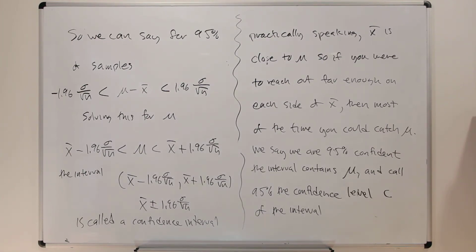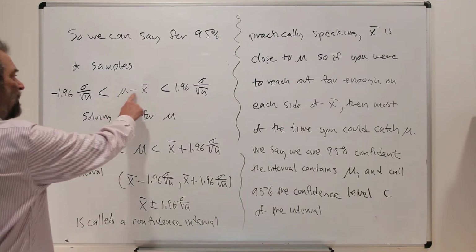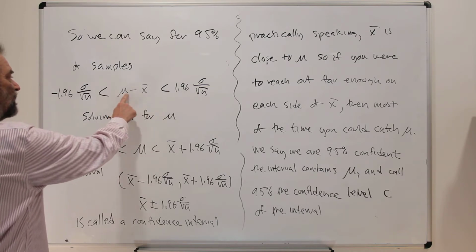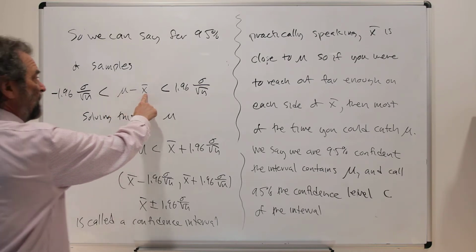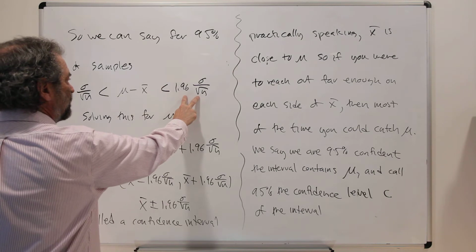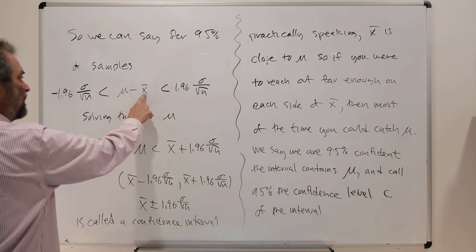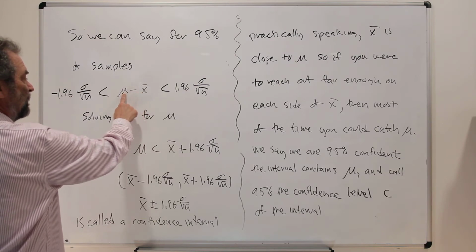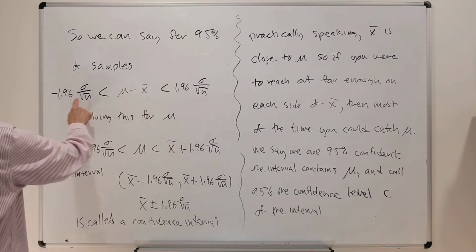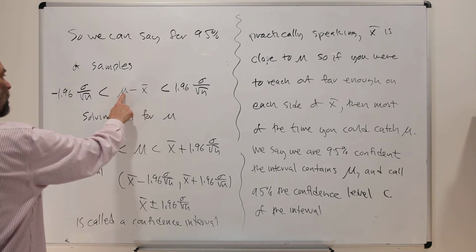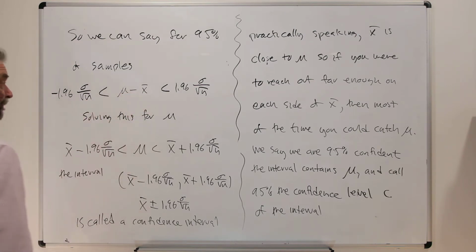So, based on our discussion from the density curve for x bar, we can say for 95% of samples, mu minus x bar, that's the distance between the mean and the sample mean, has to be between 1.96 sigma over root n. That's if the sample mean is that far below the true mean, or minus 1.96, that would mean x bar is that far above the true mean to get that number.